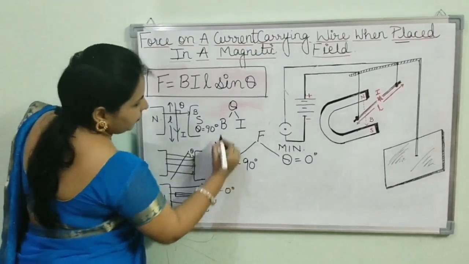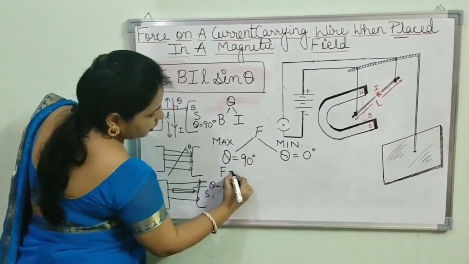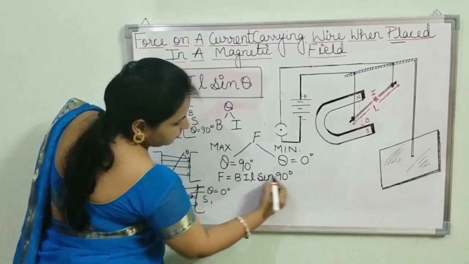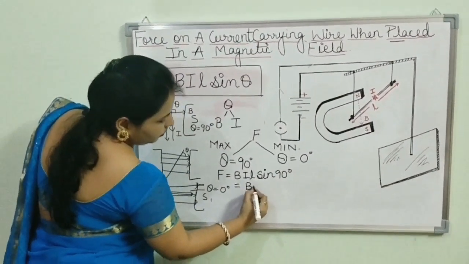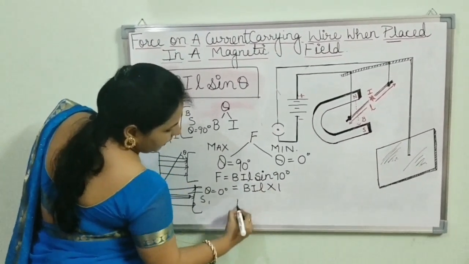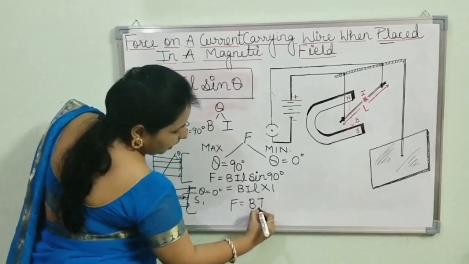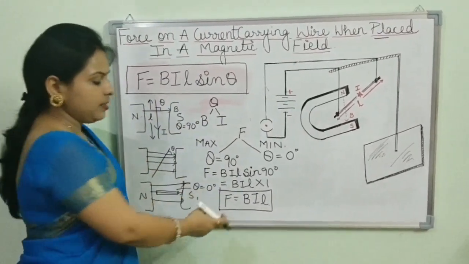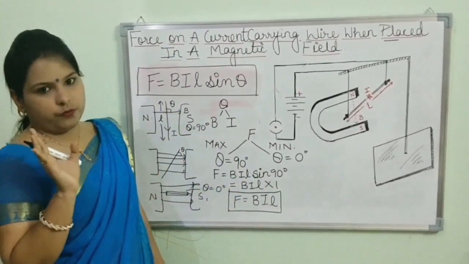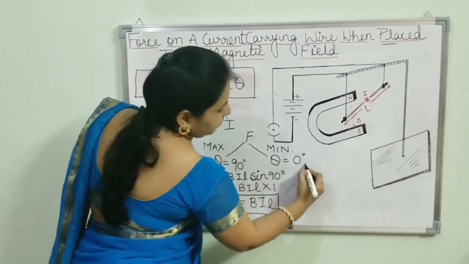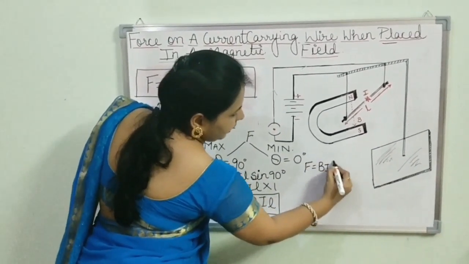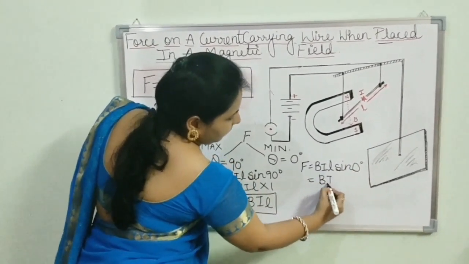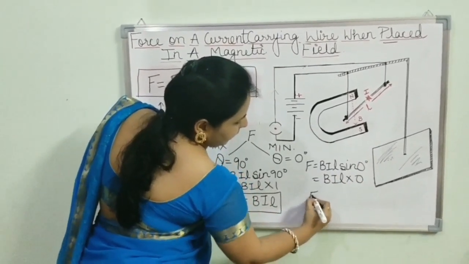How? Just see. When we put the value in this formula, we get F is equal to BIL sine 90 degrees. Sine 90 is 1. BIL into 1, and F is equal to BIL. The maximum value of force is not 1. It is BIL. This is the maximum value of force. And what about the minimum value? F is equal to BIL sine 0 degrees. Sine 0 is 0. BIL into 0, and F is equal to 0.